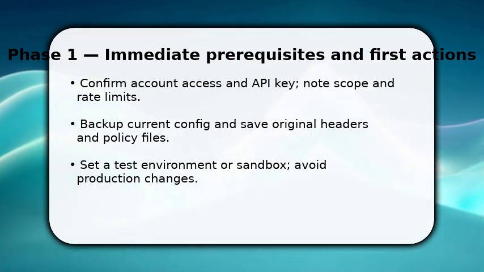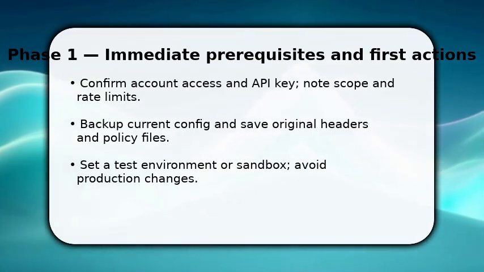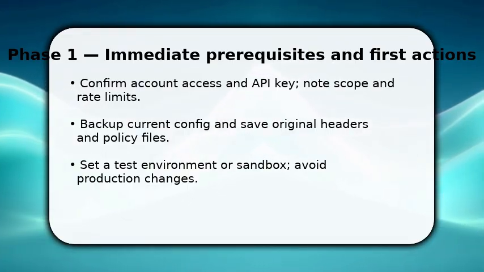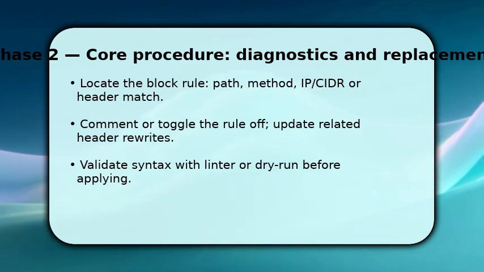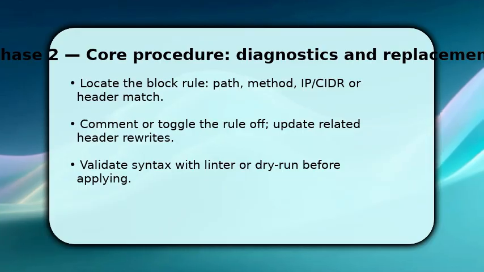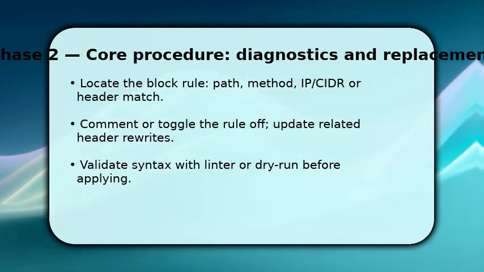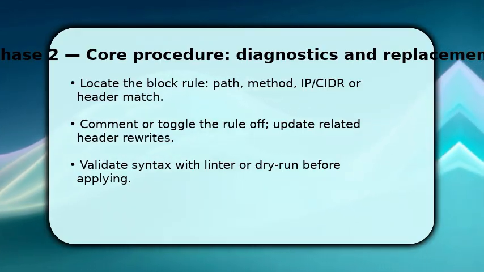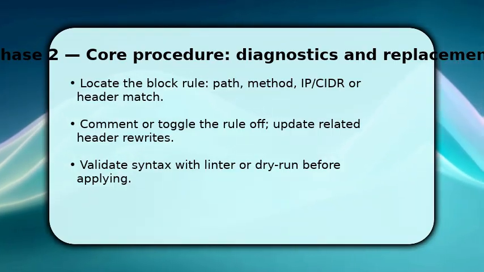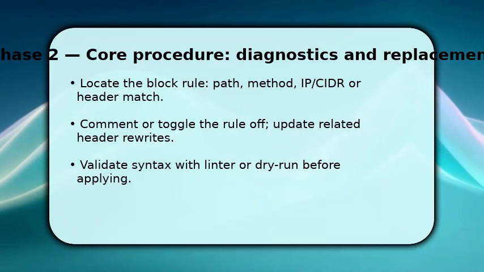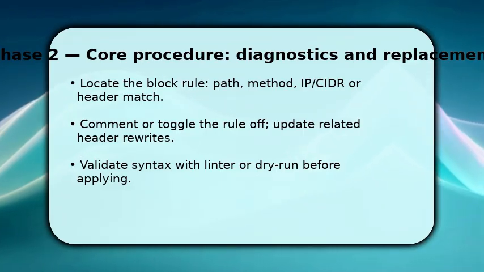Begin by opening the policy editor for the target API and locating the block rule you intend to disable. Don't change anything yet. Now you modify the rule itself. Locate the exact block entry by path, method, IP range, or header match and comment it out or toggle its enabled flag. Once disabled, review any dependent header rewrites or rate limits that reference that rule. Update them to prevent leaks or unintended access.